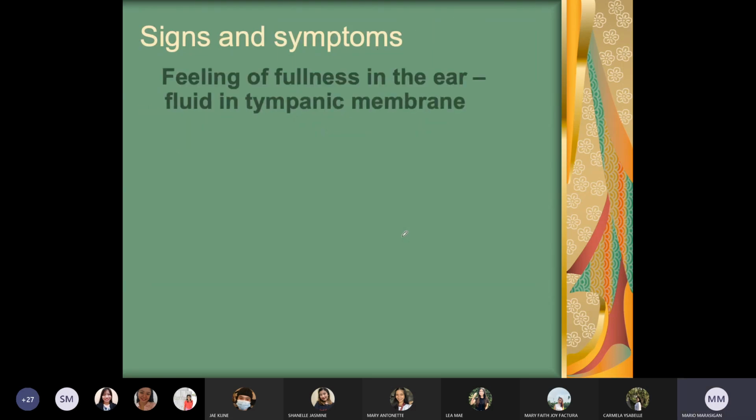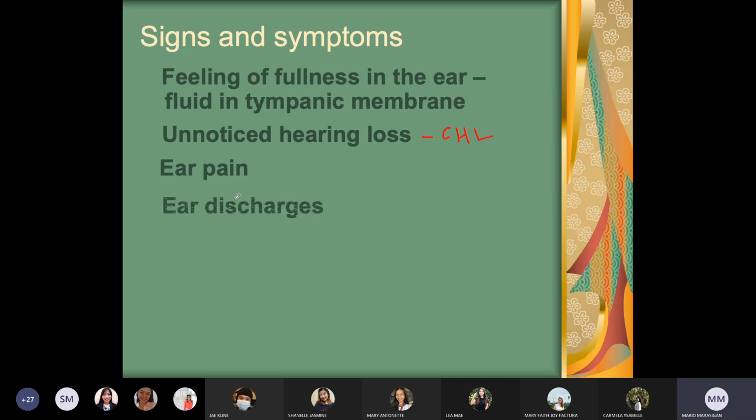So signs and symptoms, feeling of fullness in the ear, fluid also coming out from the tympanic membrane. Then you will have unnoticed hearing loss. Again, what type? Conductive hearing loss. Otalgia or ear pain. Then you have your ear discharges. Okay? So you need to characterize the ear discharges. Anong kulay? O is it odorous? And the patient will hear popping or crackling sound. This is because of presence of effusions or water. You know?